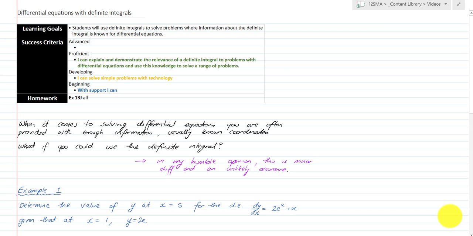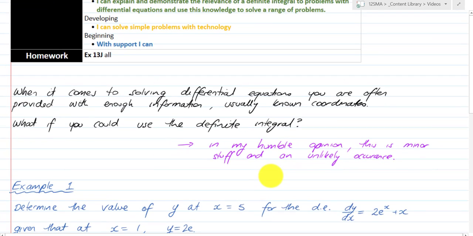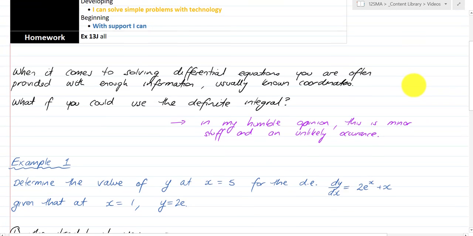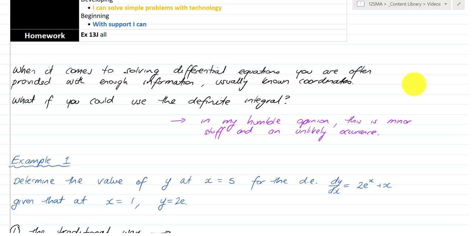So when it comes to solving differential equations, we're often given enough information to find our C value. Remember, when we solve a differential equation we integrate, which provides us a C value. But we also might want to then use that equation, use that value to find something else. So we could use integration instead, where the C value is irrelevant, to find the integral between 2 points, and that will also give us the something else that we want to find in some cases.